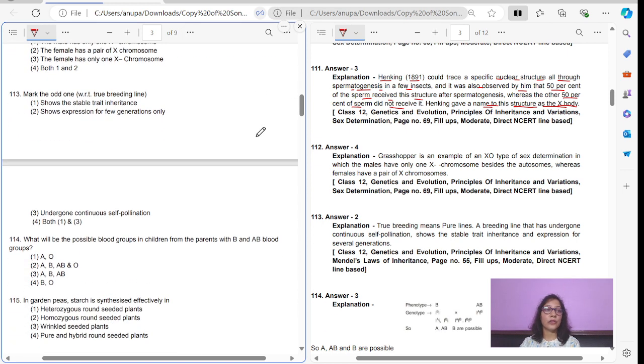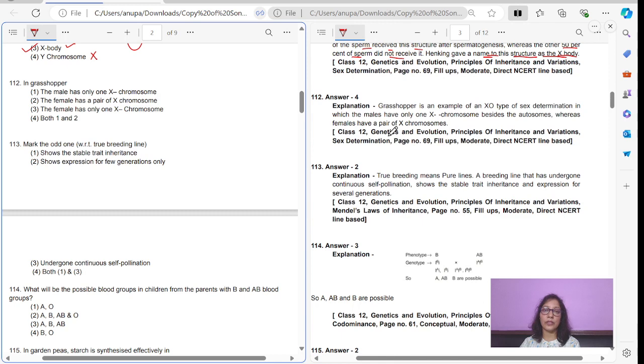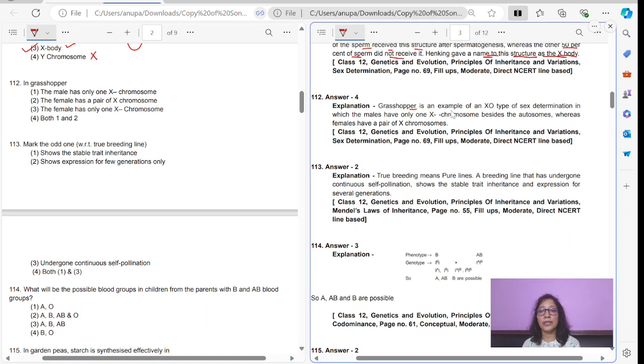Now let's move to question number 112. Question number 112 is on grasshopper. We have to find out the chromosomal structure of grasshopper. We know that grasshopper is an example of an XO type of sex determination in which the males have only one X chromosome besides the autosomes, and females have a pair of X chromosomes, meaning females have two X chromosomes.